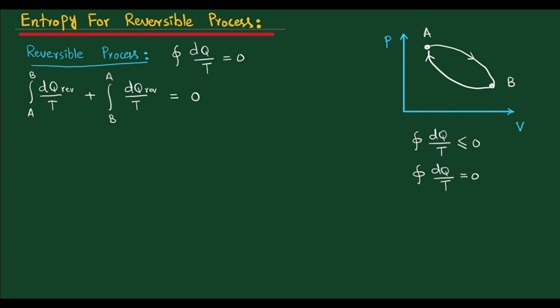As dQ reversible over capital T is an exact differential because it does not depend upon the path followed, it is called exact differential. And it is also the definition of entropy. It is called dS. The definition of entropy dS is dQ reversible over capital T.